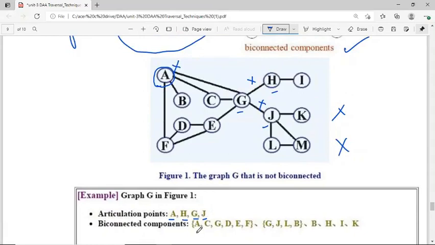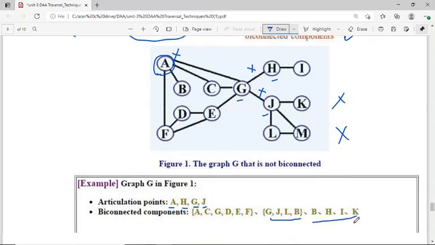Biconnected component: A, C is connected here, D is connected here, E is connected here, and F is also connected. B is not a biconnected component here, but it is in the graph. Okay, this is a separate one. Next, from G, J to L and P. This is how we are getting it if we go from A to G, G to J, J to L, A to B. Okay, these are the biconnected component E, H, I, K.